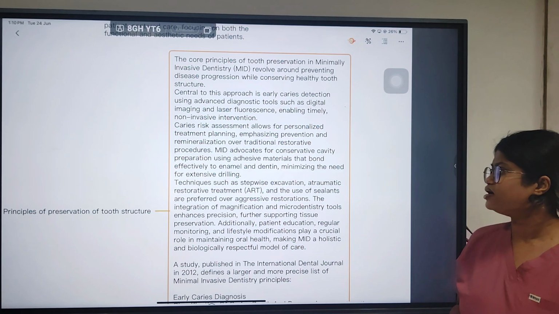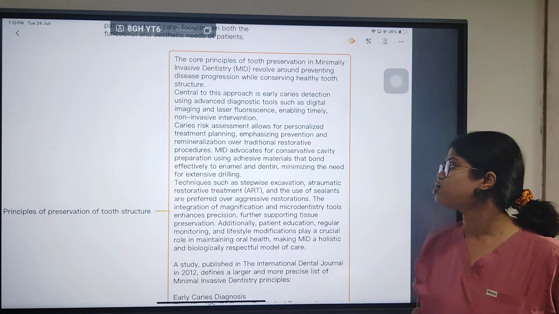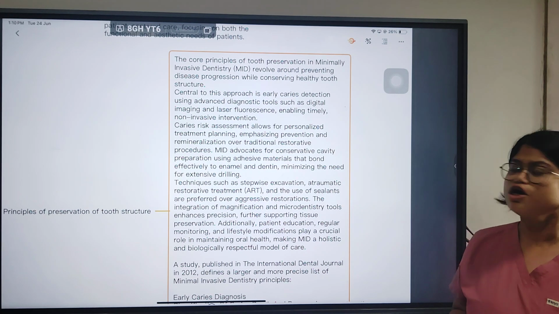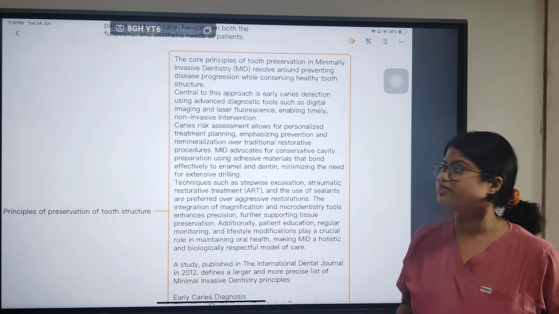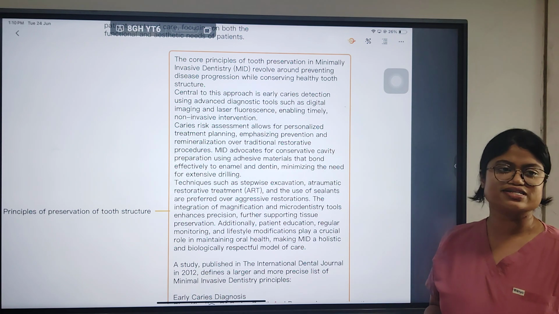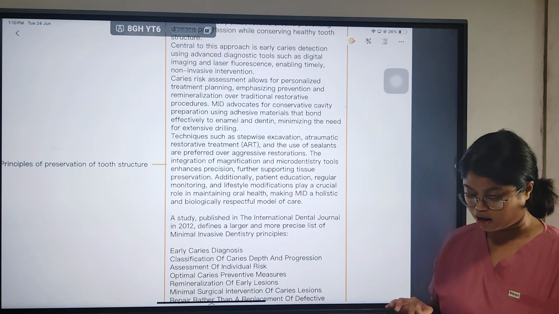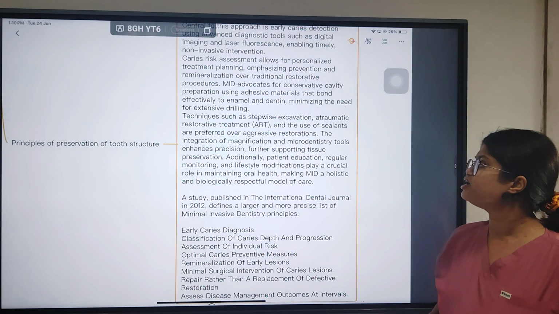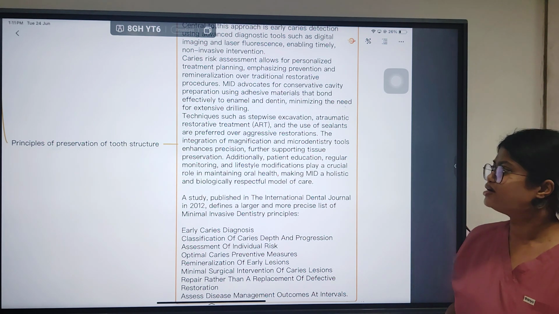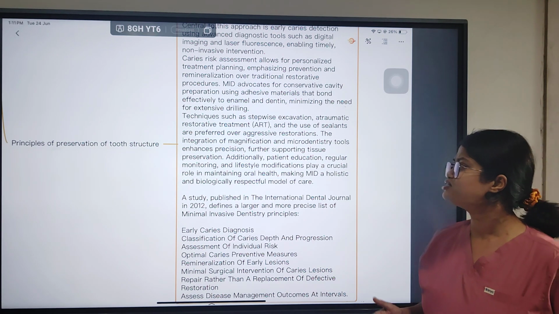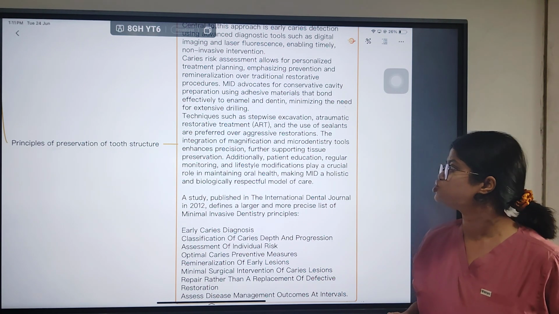So what does MID advocate? It advocates for conservative cavity preparation using adhesive materials that bond effectively to the enamel and the dentin, minimizing the need for excessive drilling and filling interventions. What are the techniques? We have stepwise evacuation and the atraumatic restorative technique, and the use of sealants, which are preferred over aggressive restoration techniques.